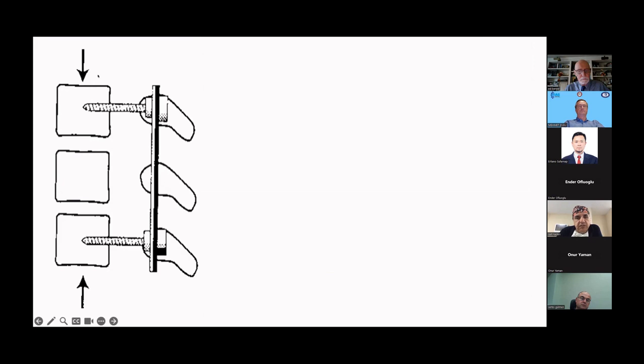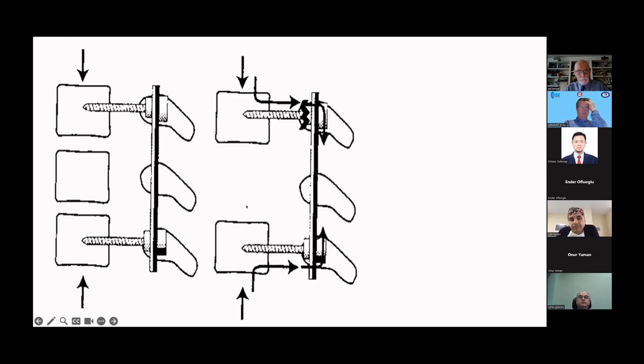As Dr. Benzel mentioned, in a normal situation, axial loading causes loading to the vertebral bodies, and most of the loading transfers from up to down through the vertebral body, probably 80% of the loading. But if there is a corpectomy or a burst fracture, then the load can transfer through the screw and rod, and with time it may cause fracture of the screw, in most cases below the tulip of the pedicle screw.